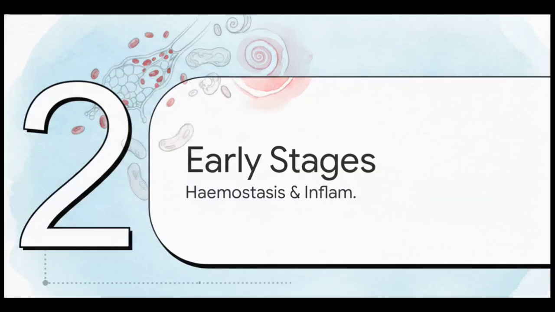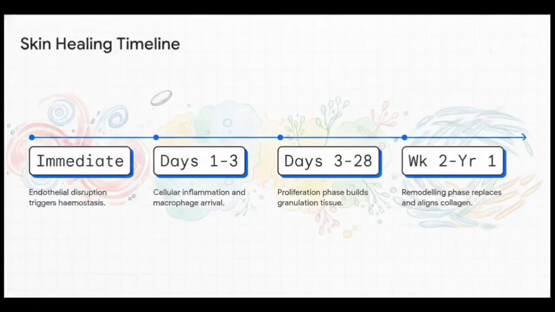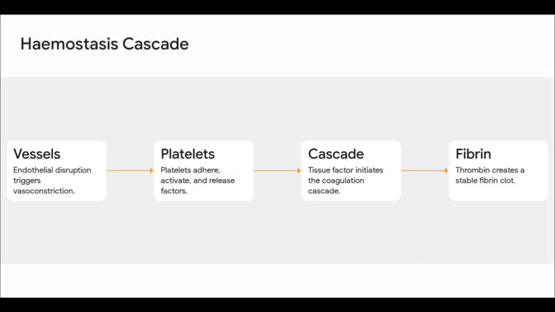Moving right along to Section 2, Early Stages: Hemostasis and Inflammation. Let's look at the linear timeline of adult skin healing. We're starting at the exact fraction of a second that physical trauma occurs. The entirety of the tissue repair journey is structured by 4 chronological stages. First, hemostasis, which happens immediately. Then, inflammation, spanning days 1 to 3. After that, proliferation, which runs from day 3 out to roughly 2 to 4 weeks. And finally, remodeling, a massive long-term process starting at week 2 or 3 and lasting a year or more. So let's start with stage 1, hemostasis.